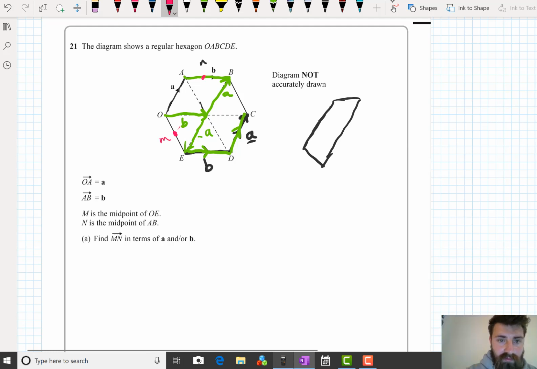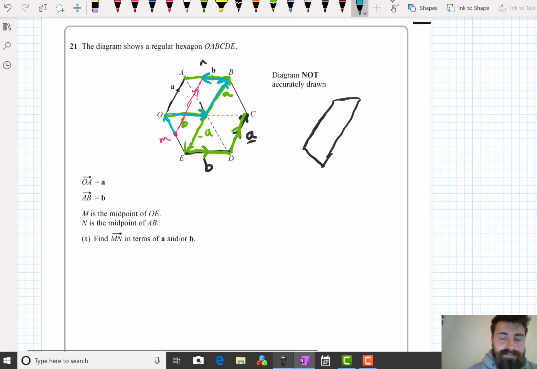Well, what I could do, I could go up here, up there, up here. Or I could go up here, along, up, back. I could do a few routes. Now if I was to look at, just say one route, I go up here, I go along there, up there, and back.